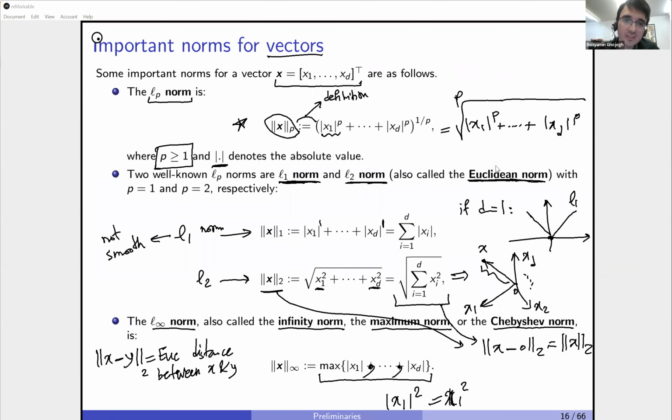And if you have only X, it means the distance of X from the origin, or the length of X. If you have the norm of X minus Y, it means the distance between X and Y. Do you get my point? Everything clear?